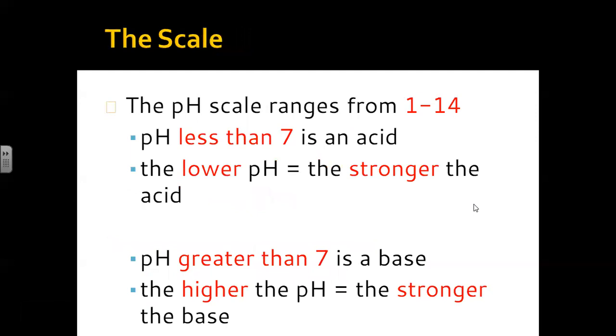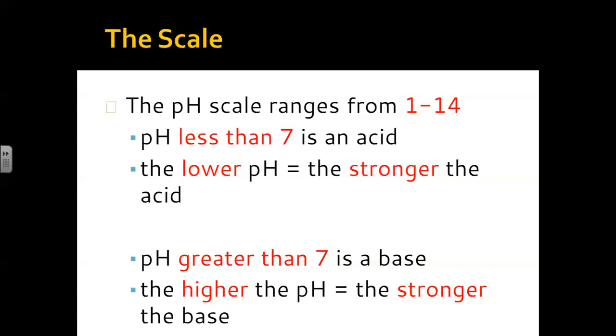So the pH scale ranges from 1 to 14. Any pH that is less than 7 is an acid. And the lower the pH, the stronger the acid. So if you have an acid that's a pH of 1 versus an acid that's a pH of 6, the acid that's a pH of 1 is going to be much, much stronger than the acid that's a pH of 6 because it has more hydrogen ions in it.